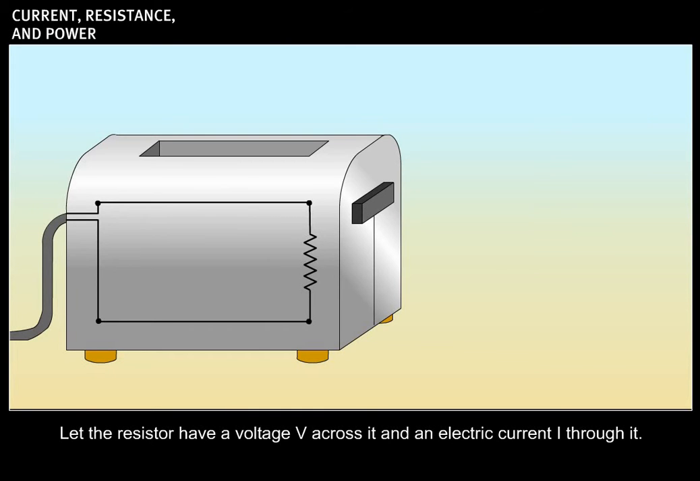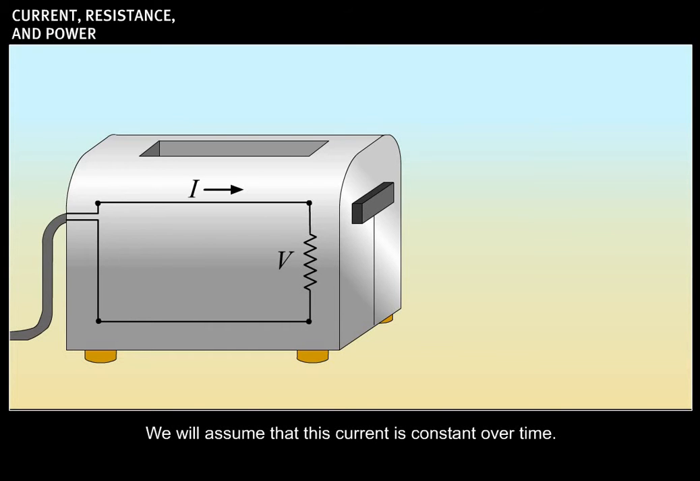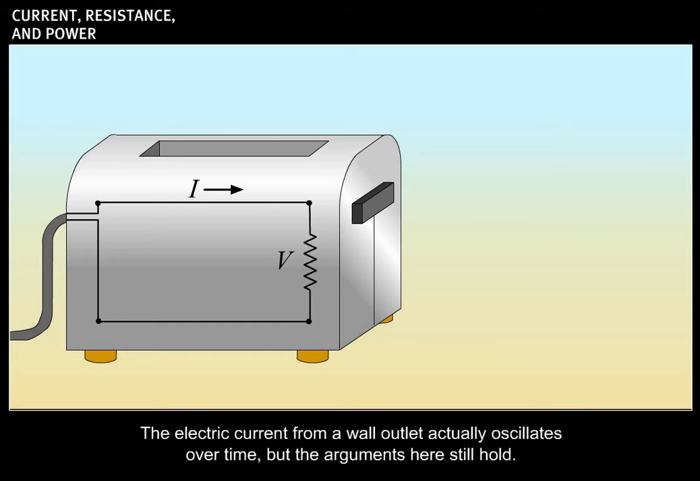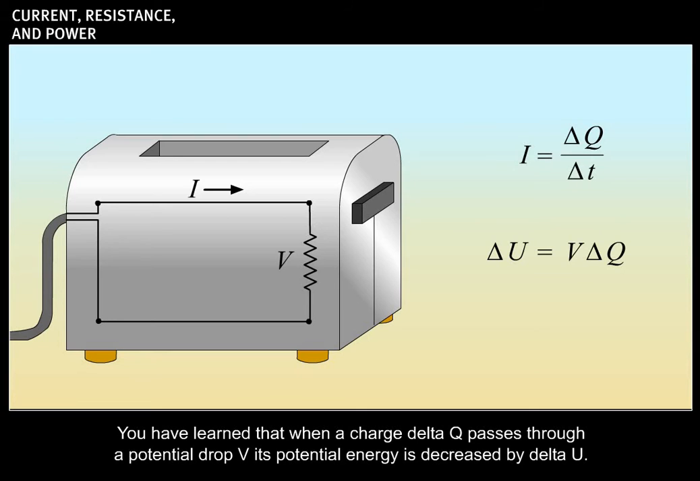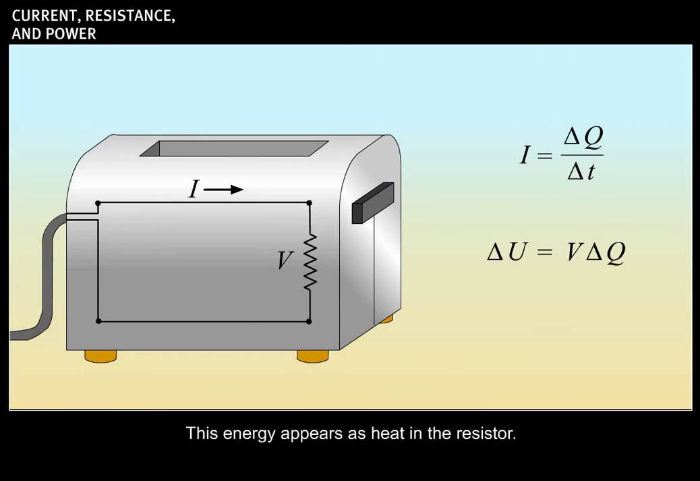Let the resistor have a voltage V across it and an electric current I through it. We will assume that this current is constant over time. The electric current from a wall outlet actually oscillates over time, but the arguments here still hold. The electric current, by definition, is the charge, delta Q, passing through the wire in a time interval, delta t. You have learned that when a charge delta Q passes through a potential drop V, its potential energy is decreased by delta U. This energy appears as heat in the resistor.